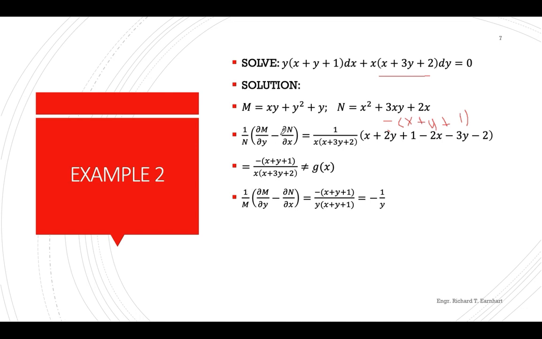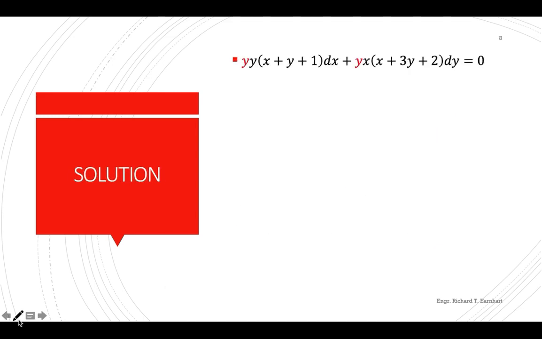So this time, the same difference of derivatives, but this time we multiply by 1 over M. This is the difference from theorem 1. So we get negative x plus y plus 1, and then 1 over N. Okay, so this will cancel out, giving you negative 1 over y. So negative, and then negative, positive 1 over y, e to the ln of y. So this is your integrating factor. Okay, and then multiply the original function by your integrating factor, which is y.